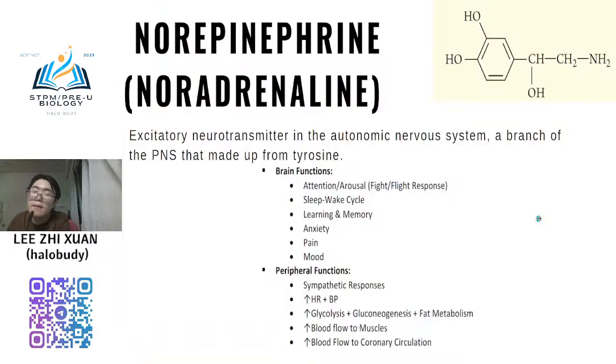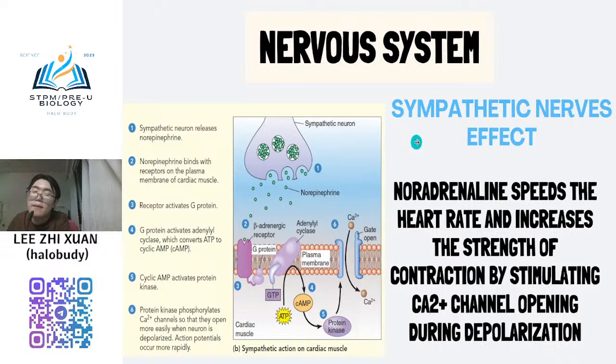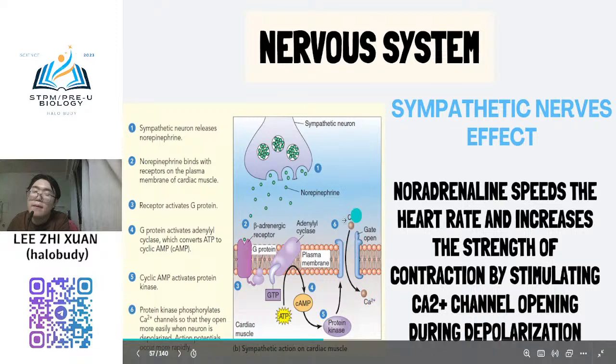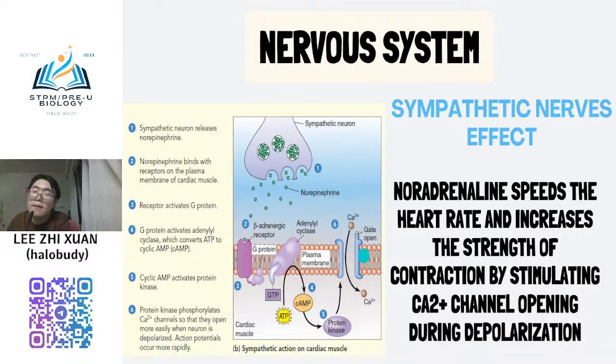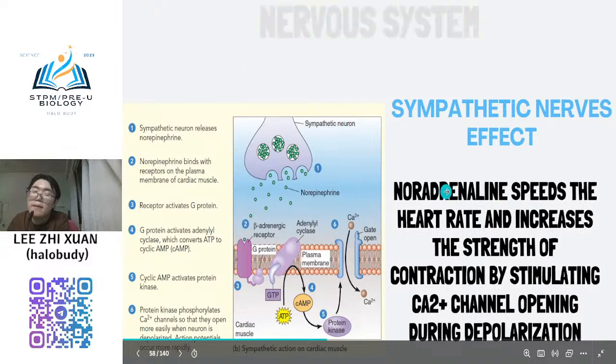And another one is noradrenaline. Normally this one functions in parasympathetic nerve effect. Normally this one involves cAMP activation, and then it gets the calcium ion to stimulate it, and then it will trigger the depolarization process.